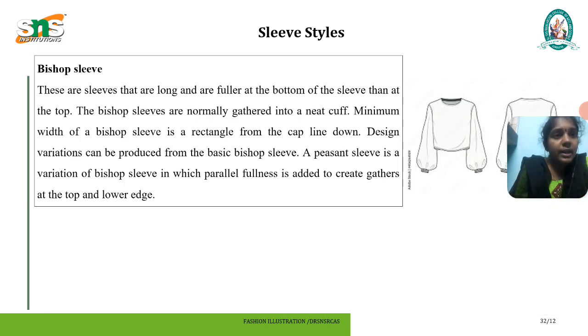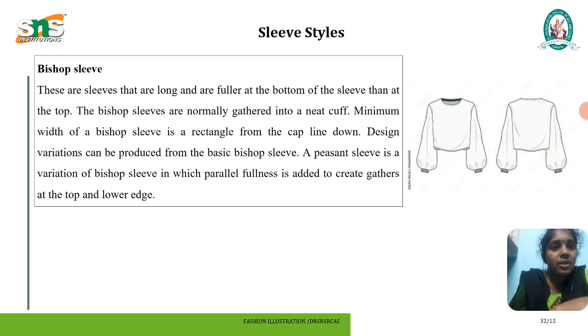So bishop sleeves are a different type of sleeve. These are very long and fuller at the bottom of the sleeve than at the top. The bishop sleeves are normally gathered into a neat cuff. So here it is called the cuff. It is gathered into a neat cuff. The minimum width of the bishop sleeve is a rectangular form of cape lying down. Design variations can be produced from the basic bishop sleeve. A peasant sleeve is a variation of the bishop sleeve, in which parallel fullness is added to create gathers at the top and lower edges. So we can differentiate the bishop sleeve from the peasant sleeve.